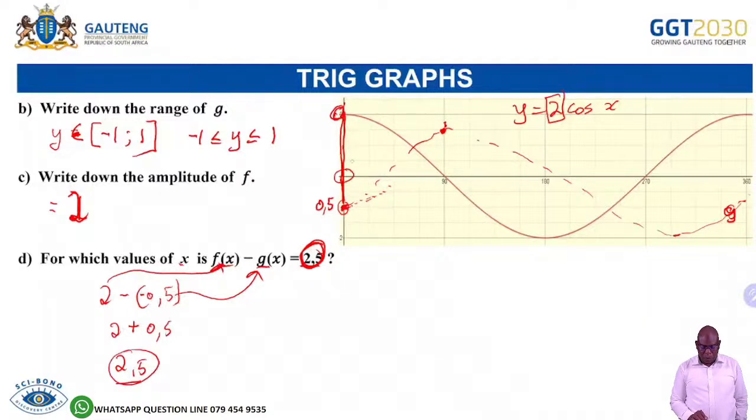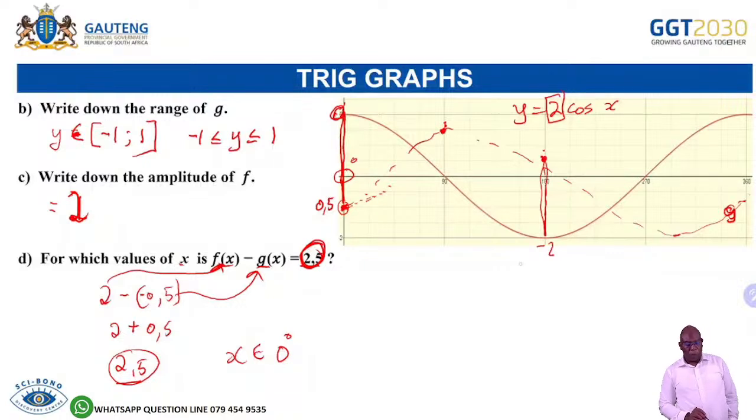At which point will that be? At which degrees? It will be at 0 degrees. Again, where will it be? Somewhere there at 180 degrees. It's supposed to be 0,5 there. This is also going to give us 2,5, because the other graph will be at -2. It will be the top minus the bottom, which is also going to give us 2,5. So it will be at 180 degrees.